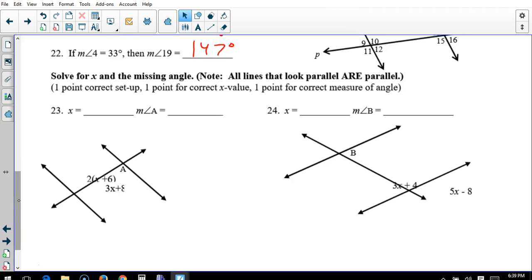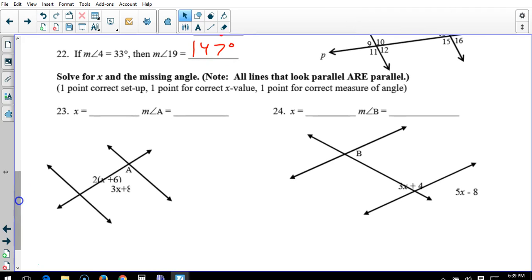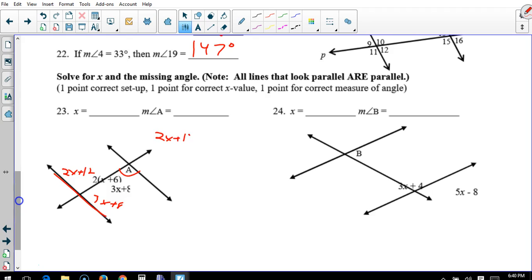Okay, solve for x. This printing is a little screwed up. So we're solving for this angle here. This is 2x plus 12, and this is 3x plus 8. Well, obviously they form a straight line, so they're supplementary. So 2x plus 12 plus 3x plus 8 equals 180.